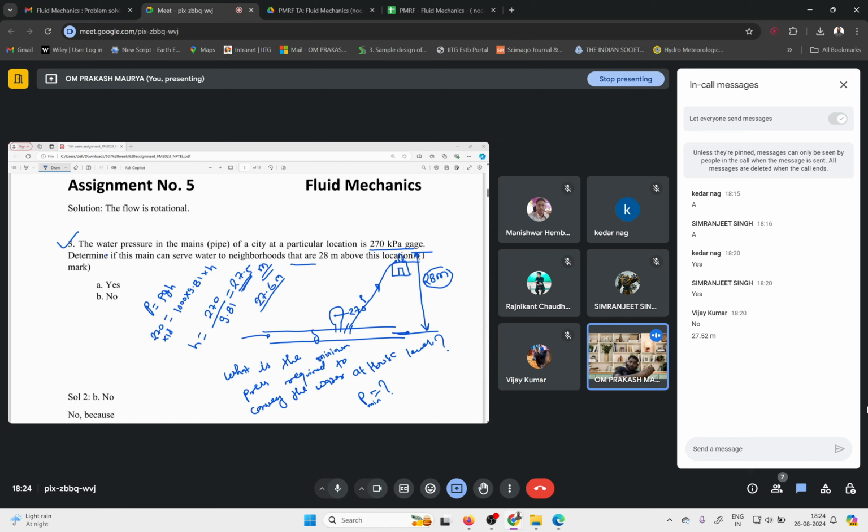Definitely it will be more than 270. So if in your calculation your value is coming less than 270 kilopascal, then you are wrong. It should be more than 270. How much? Just calculate please and write your answer in the chat box. The minimum pressure required. Let me calculate first, then I will show you the answer.